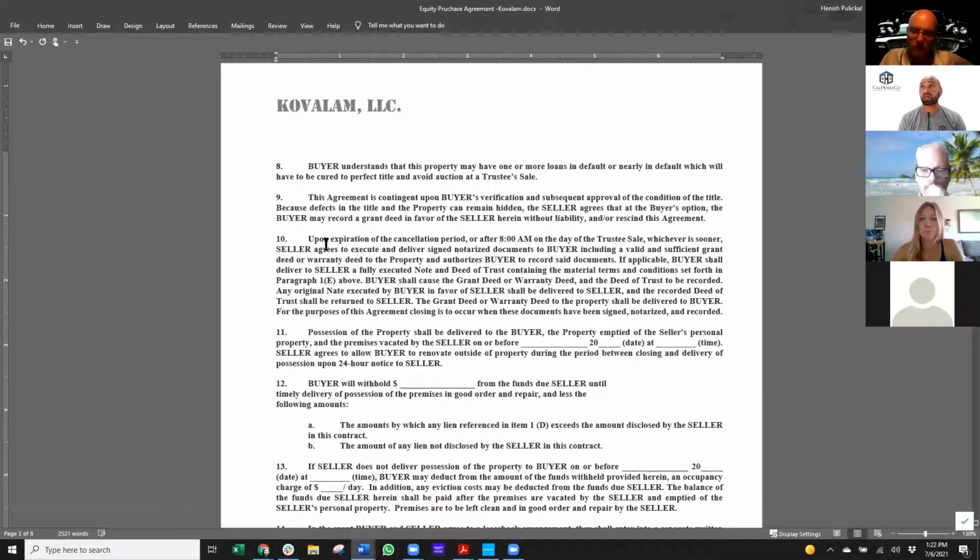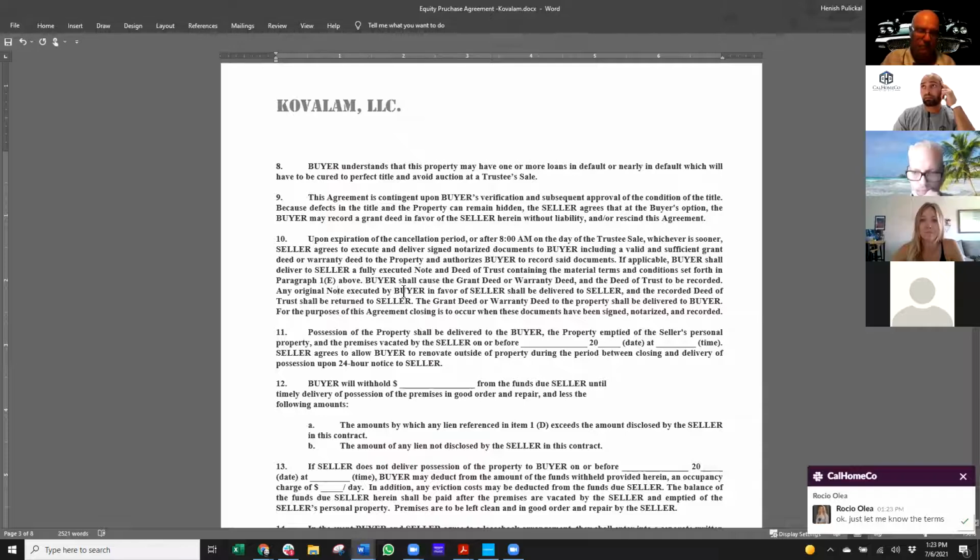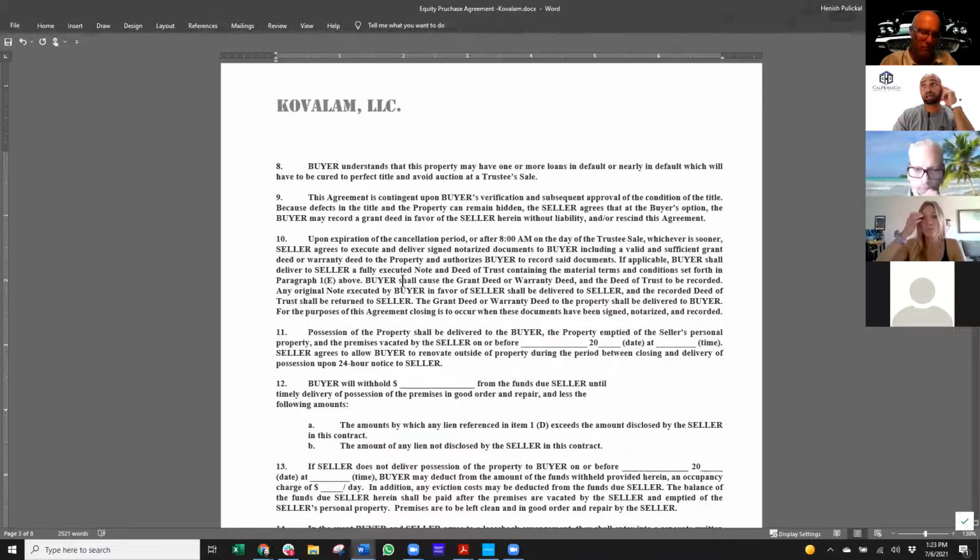If applicable, buyer shall deliver to seller a fully executed note and deed of trust containing the material terms and conditions set forth in paragraph 1E above. Buyer shall cause the grant deed or warranty deed and the deed of trust to be recorded. Any original note executed by buyer in favor of seller shall be delivered to seller, and the recorded deed of trust shall be returned to the seller. The grant deed or warranty deed to the property shall be delivered to buyer for the purpose of the agreement. Closing is to occur when these documents have been signed, notarized, and recorded.